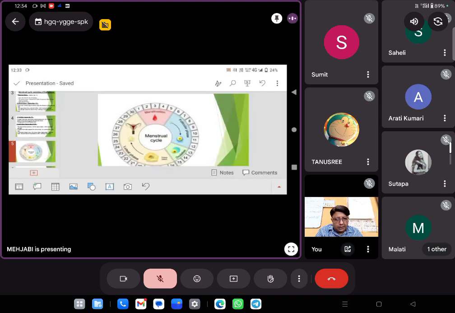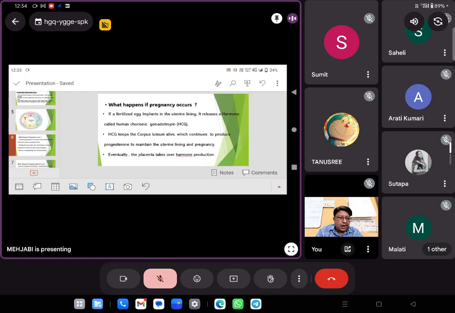Here you can see the picture of the menstrual cycle, which we already discussed in the previous slide. So we can go to the next slide. What happens if pregnancy occurs? If a fertilized egg implants in the uterine lining, it releases a hormone called human chorionic gonadotropin. HCG keeps the corpus luteum alive, which continues to produce progesterone to maintain the uterine lining and pregnancy. Eventually, the placenta takes over hormone production.